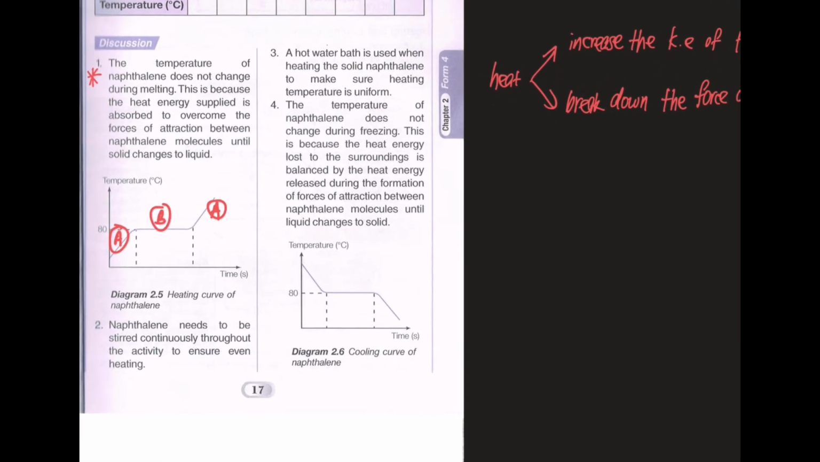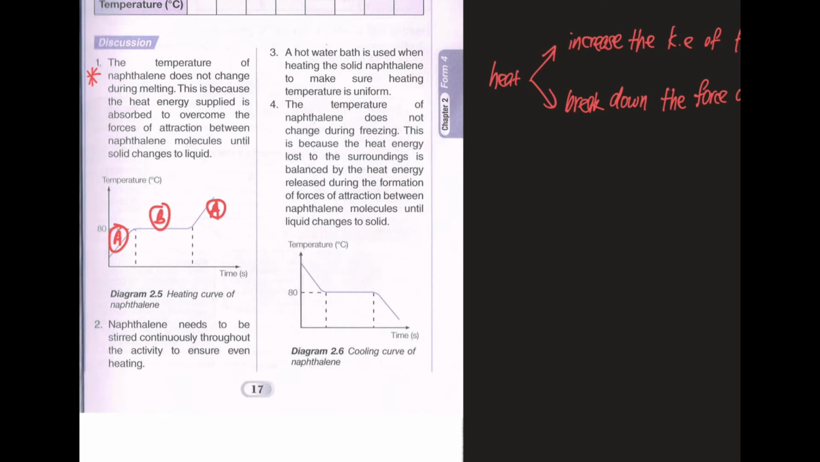Okay, number 4. You see, the discussion is explaining the reason why you do it like this and why you do it like that and so on. So why you use a water bath. Why the temperature is not increasing. Why you need to stir continuously. So it's explaining why.